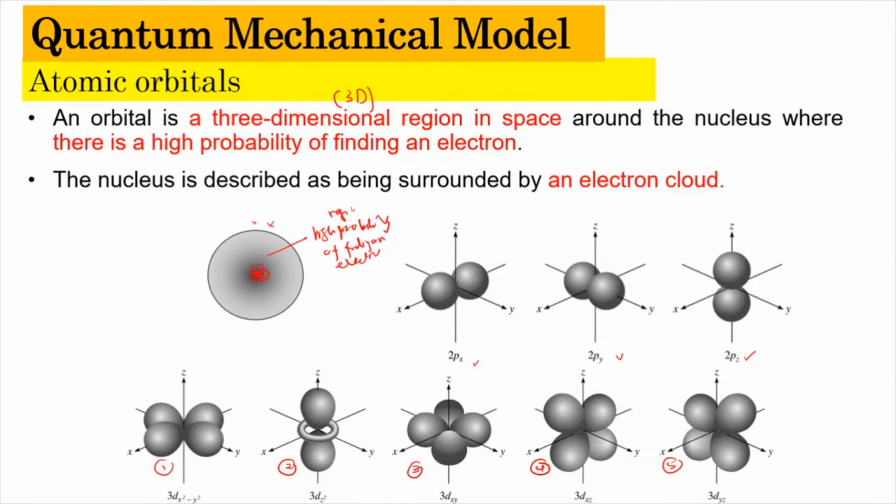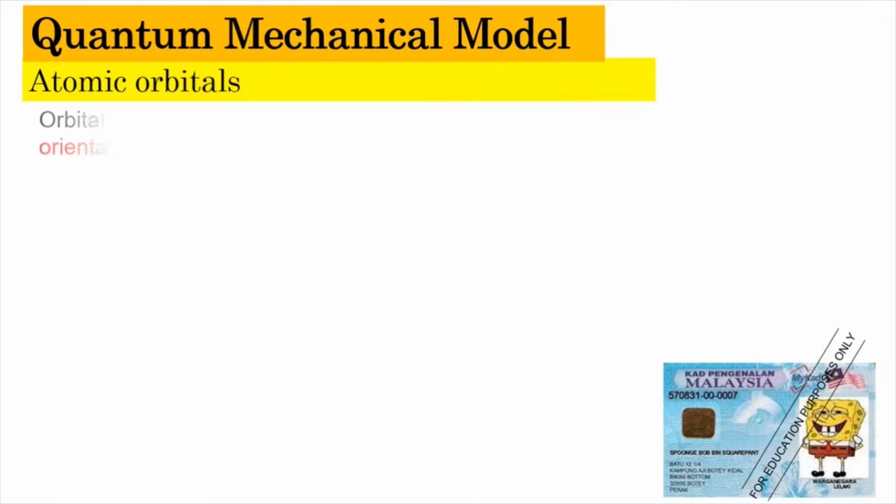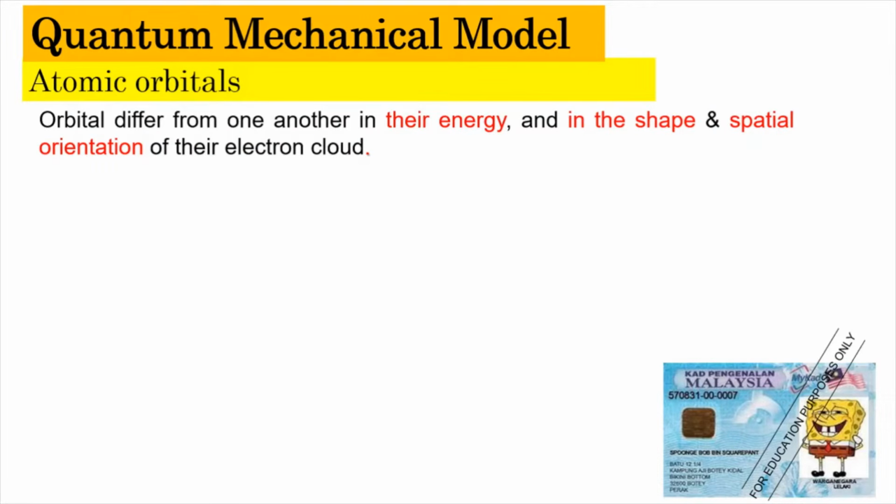Okay, and before we learn about the sketching, we need to learn about the n, L, m, s first, which are the quantum numbers. So we're going to look at that in this video. Atomic orbitals, as mentioned, are different in terms of their energy, their shape, and also the spatial orientation of the electron cloud. The spatial orientation here refers to the orientation in space, which is in a three-dimensional region.